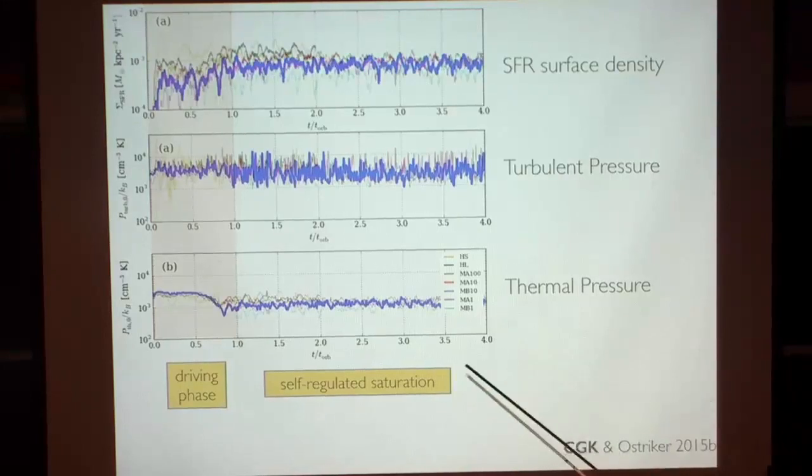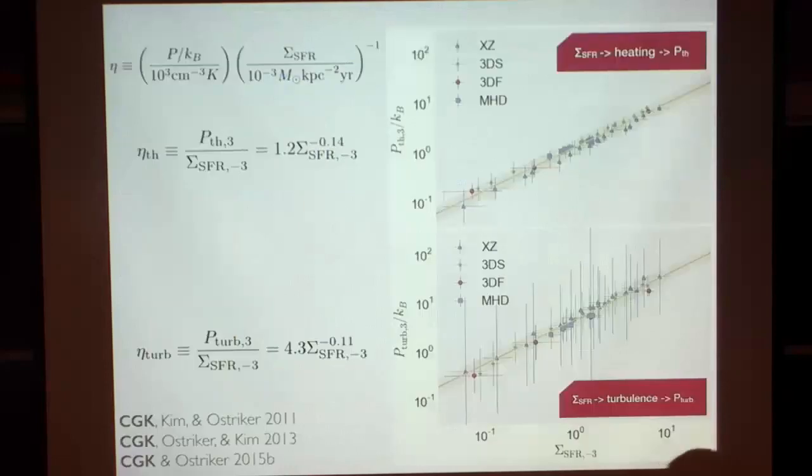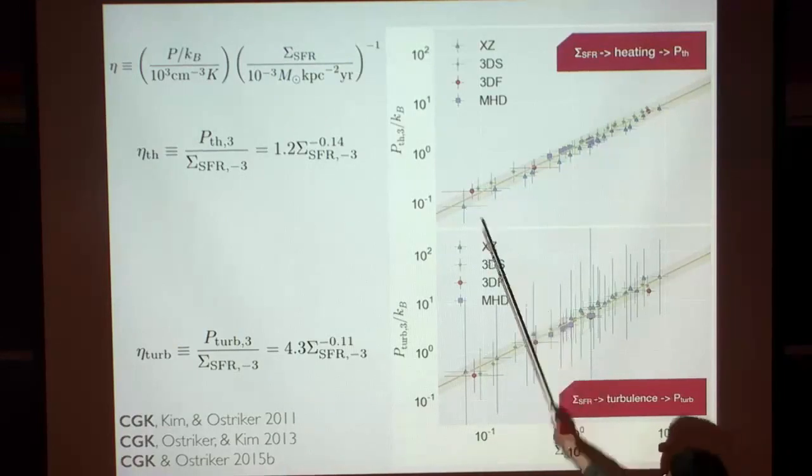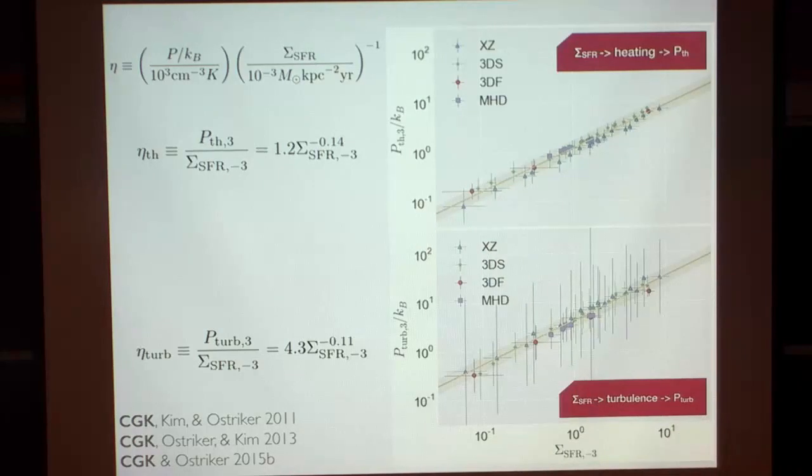saturate at the level that we expect from this simple theory. You can see that it is quite well regulated, and the saturation state goes well. Then we can average over time. We also take additional temporal averages to get this pressure and star formation rate relation. And this slope will give us this feedback yield that I mentioned earlier.